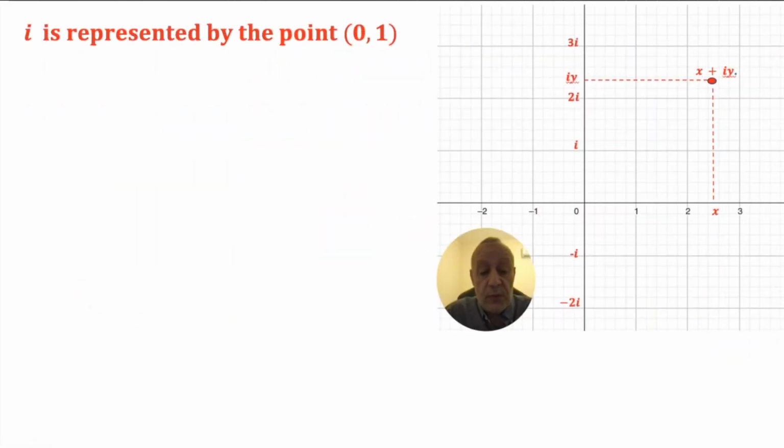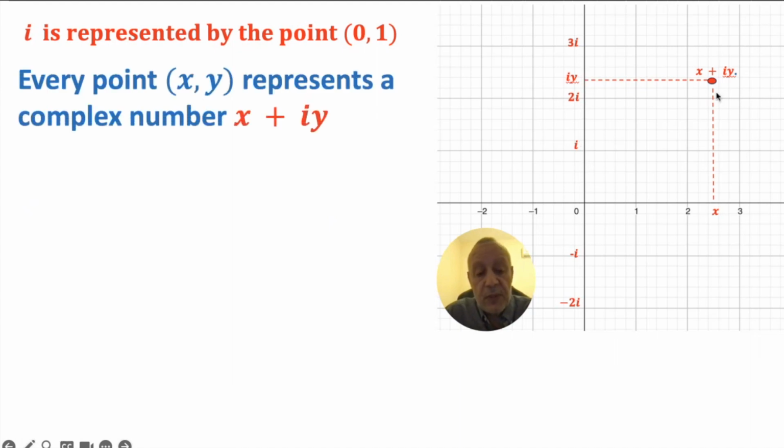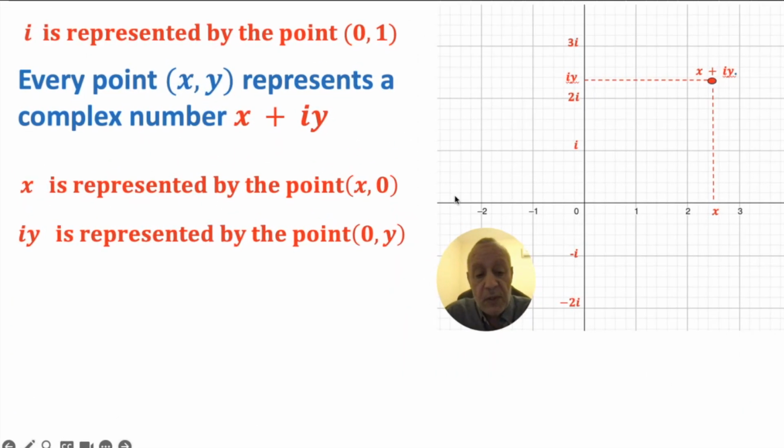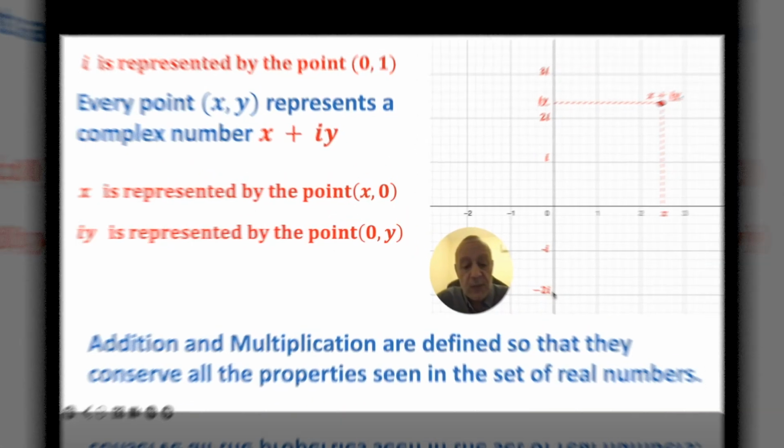We can also represent complex numbers on the plane. So i is represented by the point 0, 1 on the y-axis that we call the imaginary axis. Every point x, y represents a complex number x plus iy. The real number x is represented by the point x, 0 on the x-axis that we call the real axis. And iy is represented by the point of coordinates 0, y, which is on the y-axis.